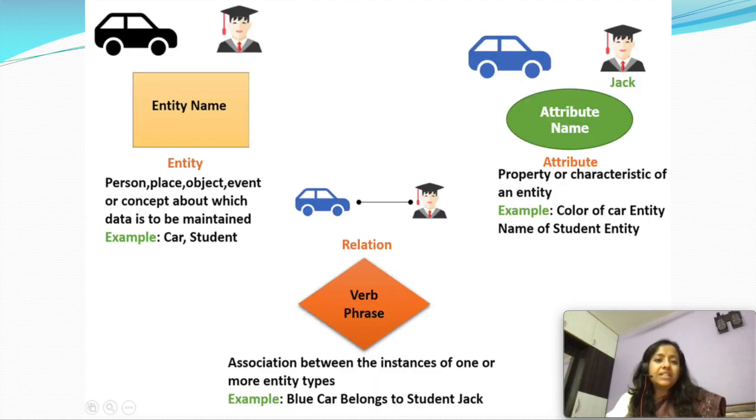So what is an entity? An entity is a person, place, object, event or concept about which data is to be maintained. For example, a car is an entity, a student is an entity.